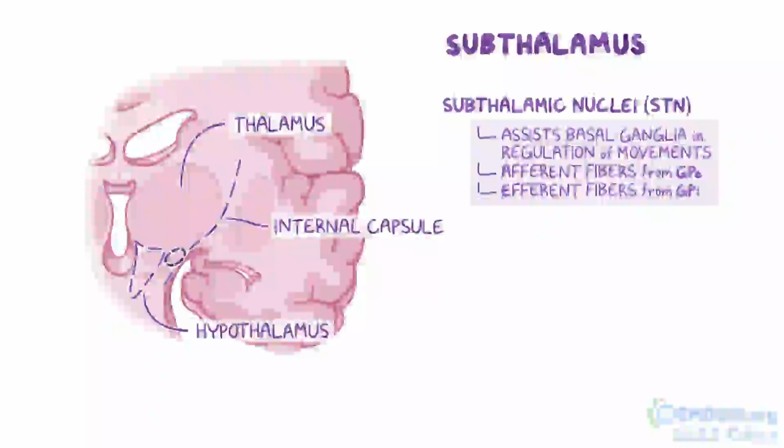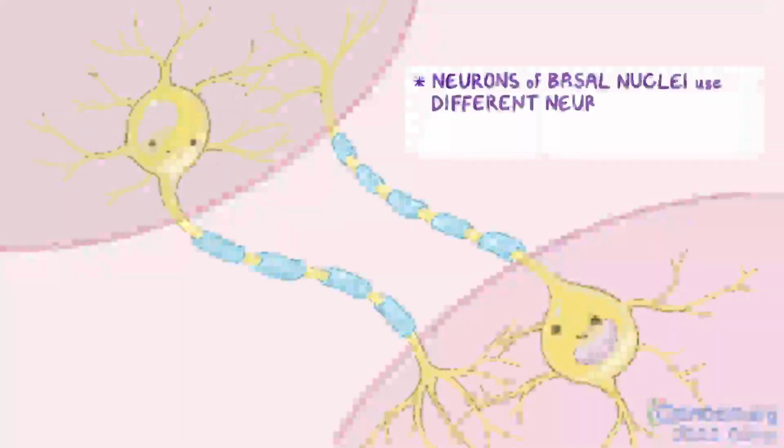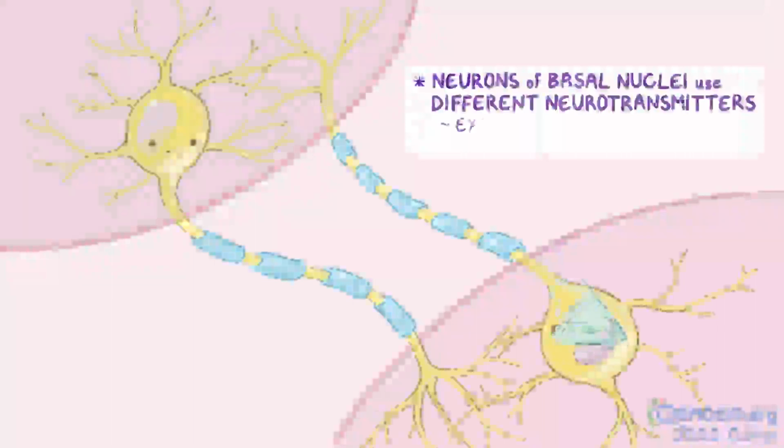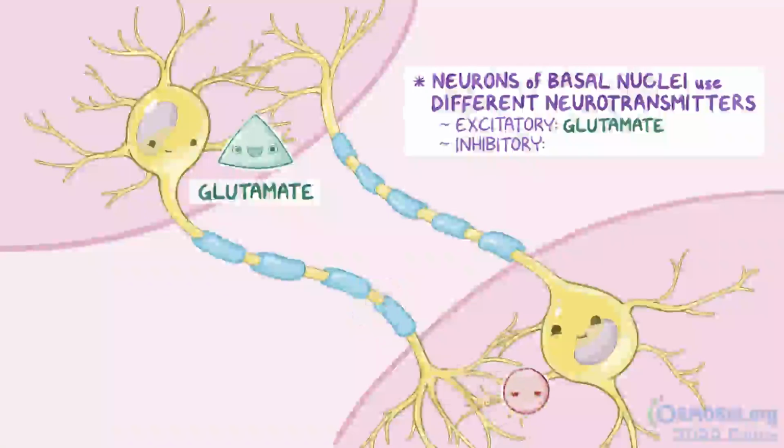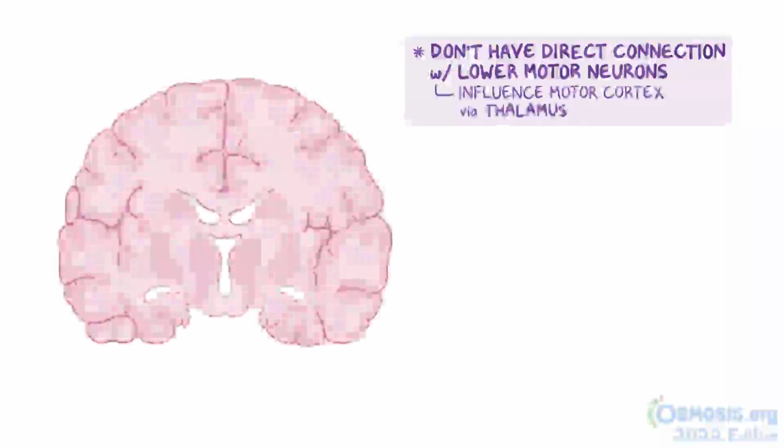Now that we've covered the main basal nuclei, let's see how they work together to assist the motor cortex in control of movements. In order to pass messages between each other, neurons of the basal nuclei use different neurotransmitters. They either release excitatory neurotransmitters, like glutamate, or inhibitory neurotransmitters, like gamma-aminobutyric acid, or GABA for short. The basal ganglia don't have any direct connection with lower motor neurons, so they can't control the muscles directly. However, they influence the motor cortex through the thalamus.